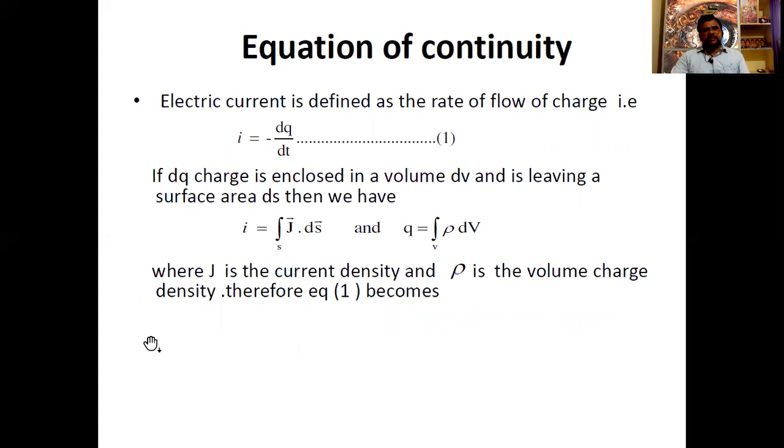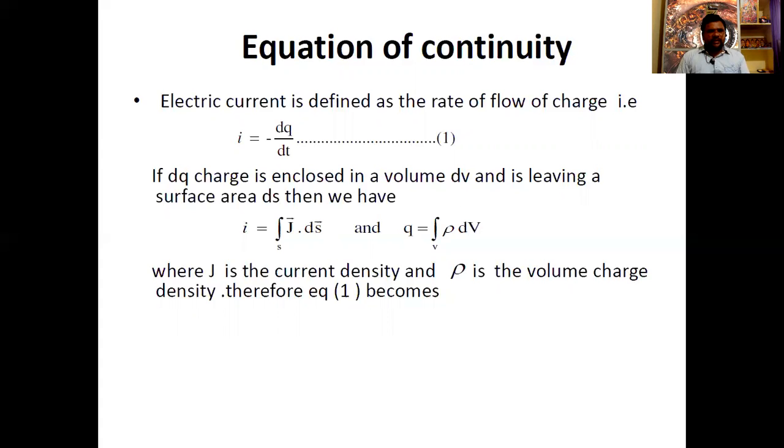Next, let us discuss the equation of continuity. This can be derived as follows. As we know, electric current is defined as the rate of flow of charge. This can be written as I is equal to minus dq by dt, where I is the current flowing in a wire, and dq by dt is the rate of flow of charge. Both are equal, but with a negative symbol.